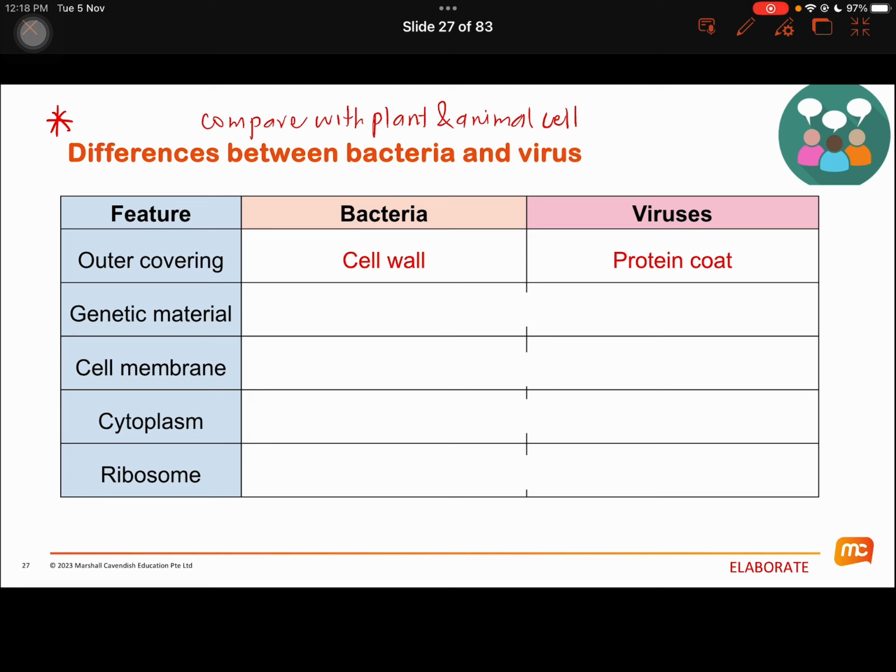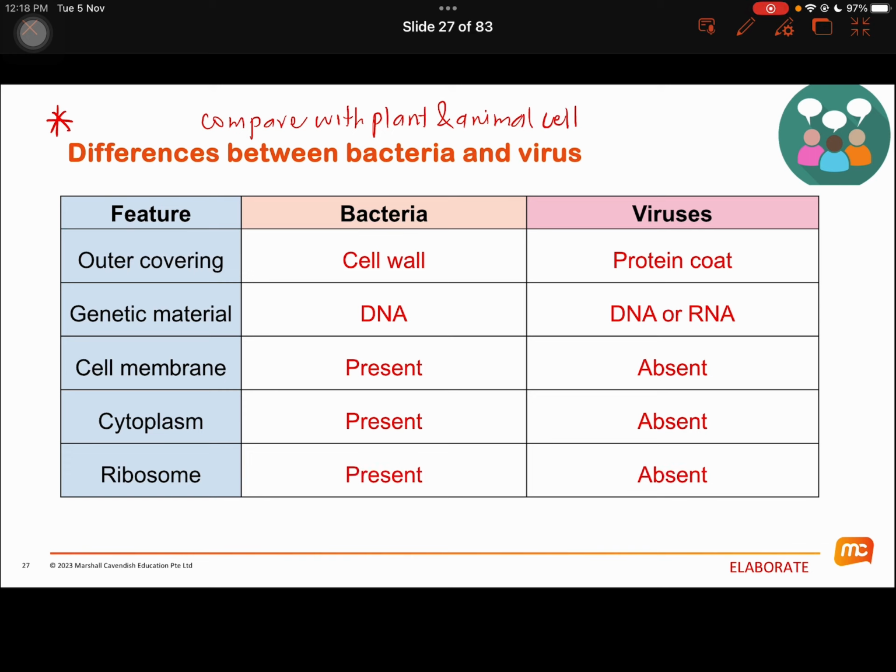So the outer covering that is found in bacteria is cell wall, but protein coat is the outer covering of the virus. In terms of the genetic material, it is found in the form of DNA in the bacteria, but in the virus you can find two different forms, DNA and RNA. Bacteria has cell membrane, but this is not present in the virus. Bacteria has cytoplasm, but this is not present in the virus. Last but not least, ribosome is found in bacteria, but this is also not found in the virus.